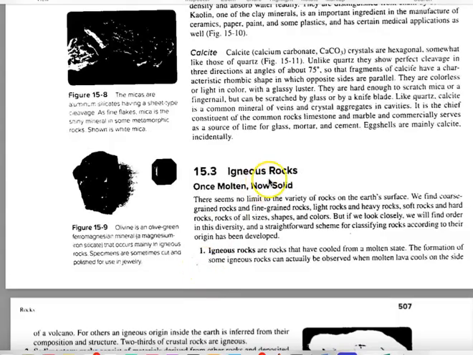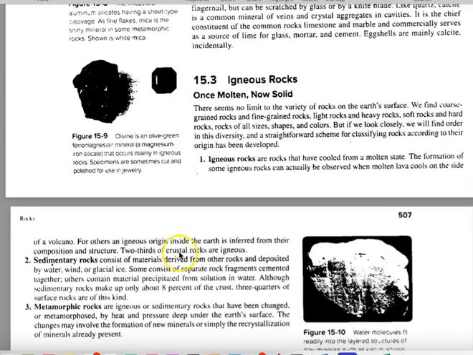Now, I mentioned quickly about these igneous rocks. Igneous rocks are rocks that have cooled from the molten state. The formation of some igneous rock can actually be observed when molten lava cools on the side of a volcano. For others, the igneous origin is inside the earth and is inferred from their composition and structure. And the author goes on to say two-thirds of the crustal rocks are igneous rock.